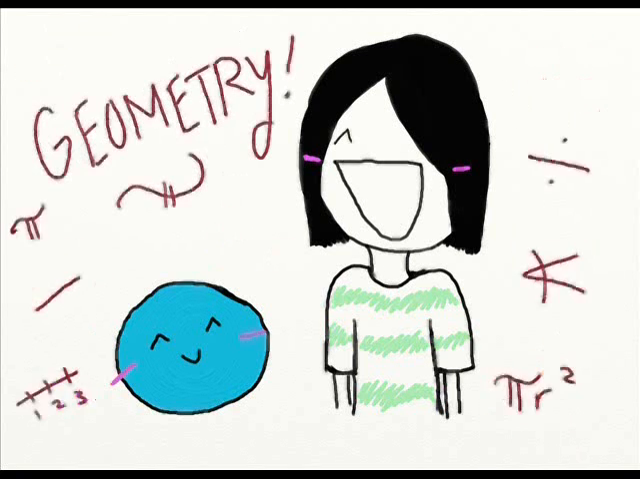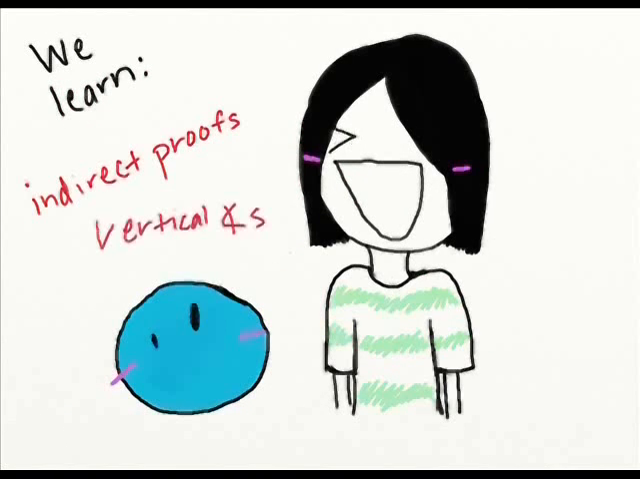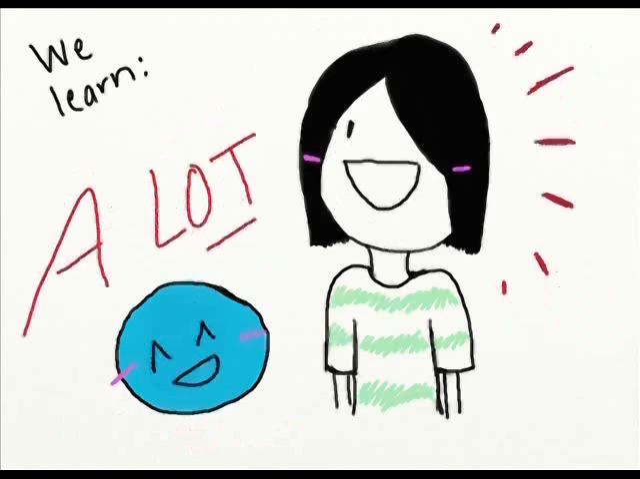Marcy and Spot teach you geometry. In this episode, we learn indirect proofs, vertical angles, and all that cool stuff.